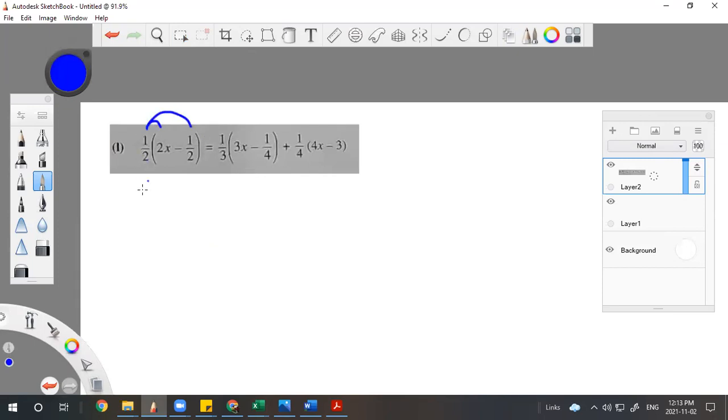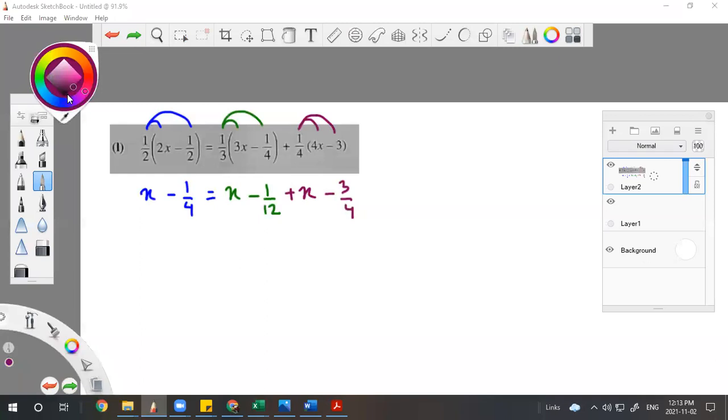Rainbow rule. Half times 2x is x. Half times negative half is 1 over 4. Right? And then equals to, I change the color, the green one. 1 over 3 times 3x is x itself. 1 over 3 times negative 1 over 4 is negative 1 over 12. You multiply everything. And then use the purple one. 1 over 4 times 4x is x. 1 over 4 times 3 is negative 3 over 4, right? Because you multiply the fraction with 3 over 1. Both of them are supposed to be multiplied. And then you put the unknowns to the left side, x minus x.